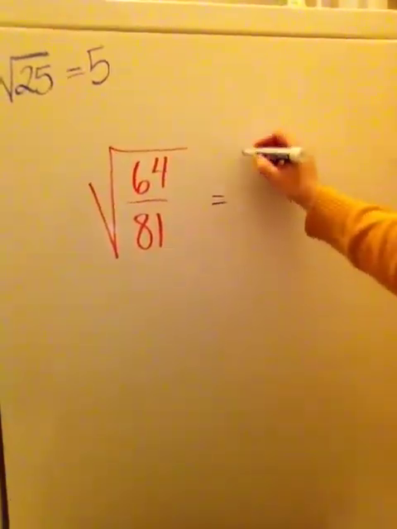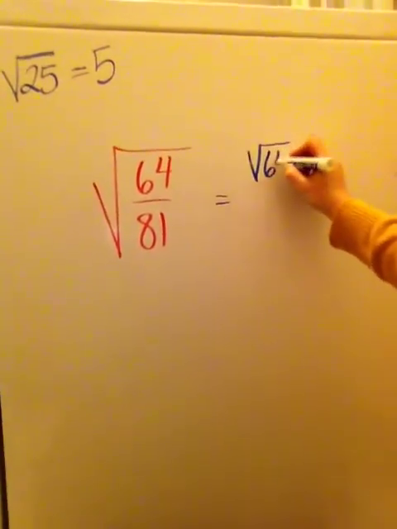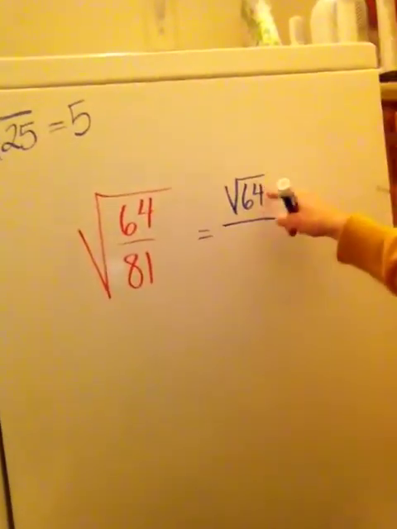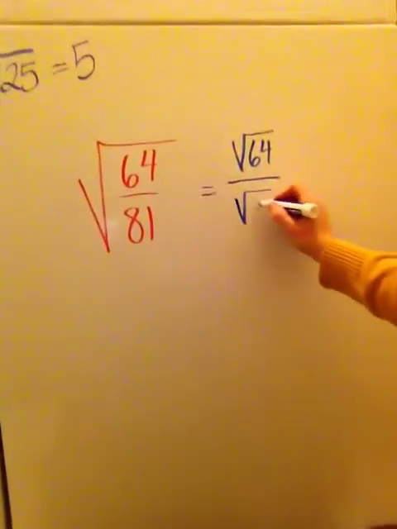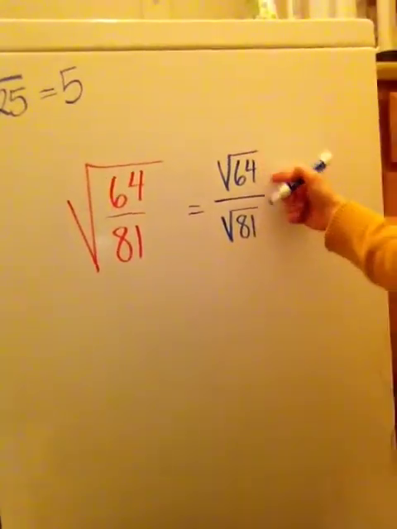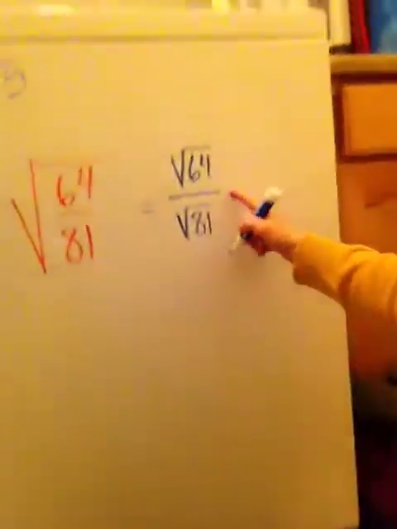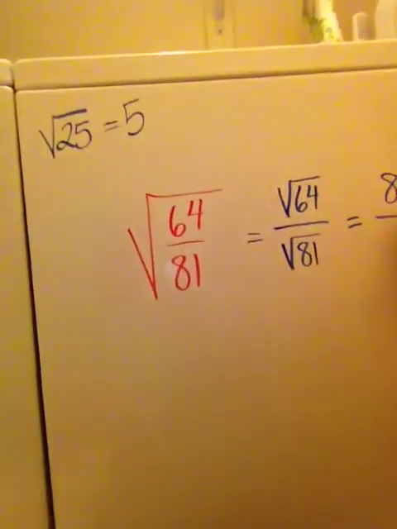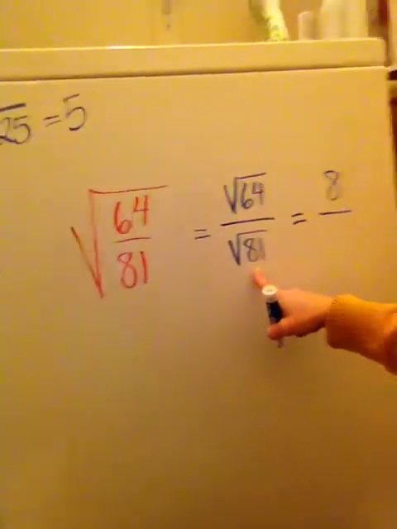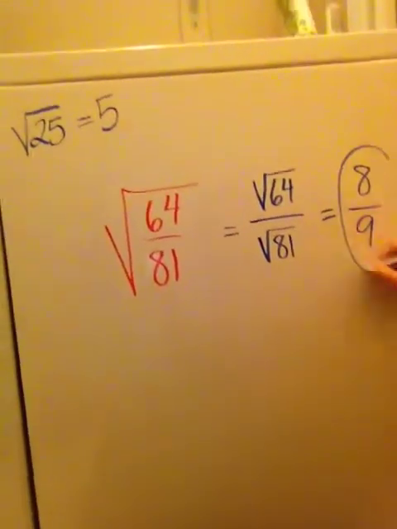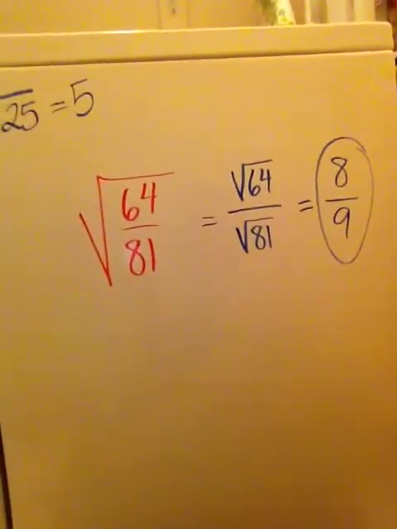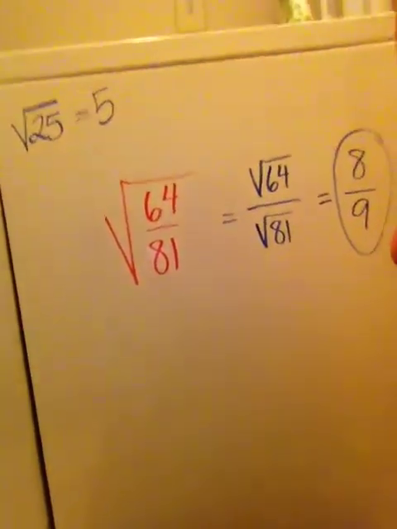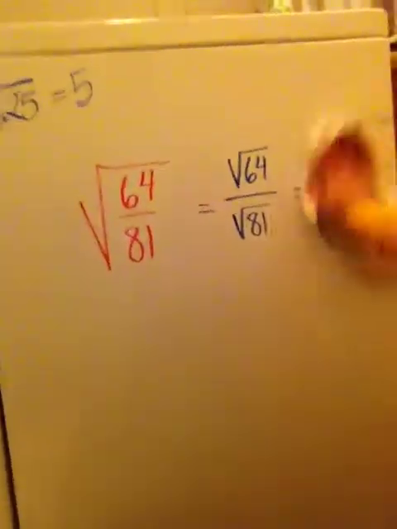Remember that? So same kind of idea when you have it in fraction form. It's the same as breaking it apart. If you have the square root of a fraction, you can write it as the square root of the top over the square root of the bottom. So the square root of the numerator over the square root of the denominator. And now we go, oh, I know what the square root of 64 is. That's 8. And I know the square root of 81. That's 9. And you're done. It's really that easy. There will be a few problems that aren't quite as straightforward. I'll show you one.